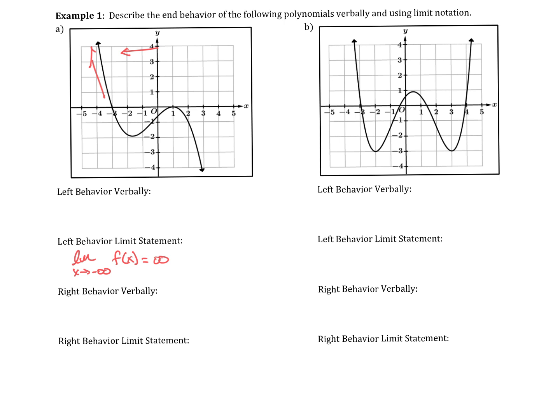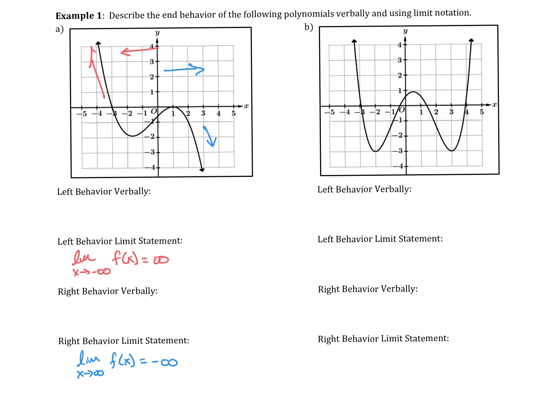Now I'm going to talk about the right-hand behavior. I'm taking a limit as x approaches infinity, so now I'm moving that way. As I go to the right, as x approaches infinity, which way is this graph moving? Down. Now I describe that with negative infinity. The way that it could be worded is my limit as x increases without bound, my function decreases without bound. All right, cool. Let's do it again.